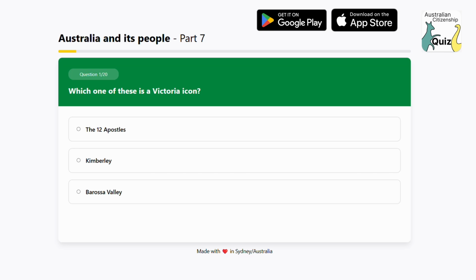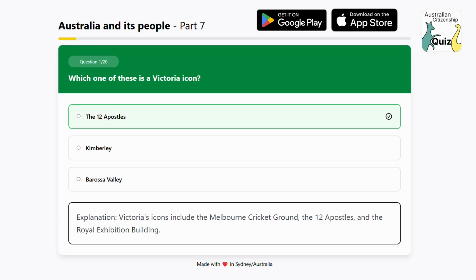Which one of these is a Victoria icon? Option 1, the 12 Apostles. Option 2, Kimberley. Option 3, Barossa Valley. The answer is the 12 Apostles. Explanation: Victoria's icons include the Melbourne Cricket Ground, the 12 Apostles, and the Royal Exhibition Building.